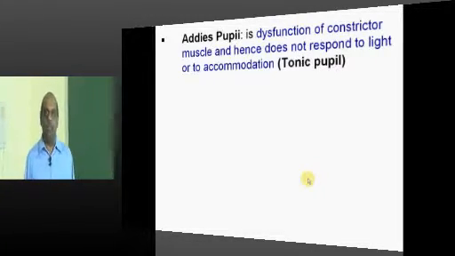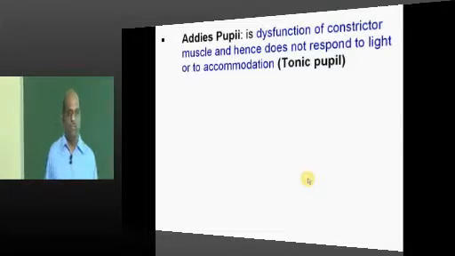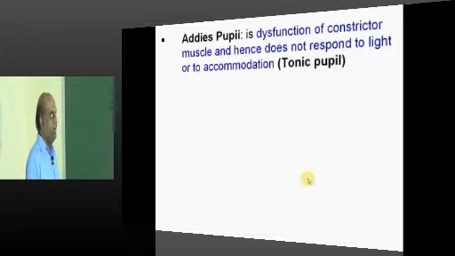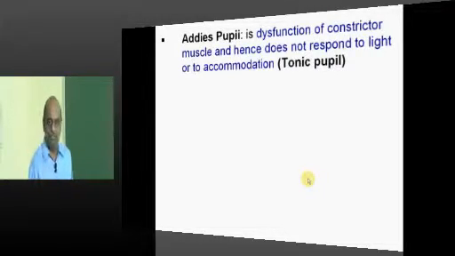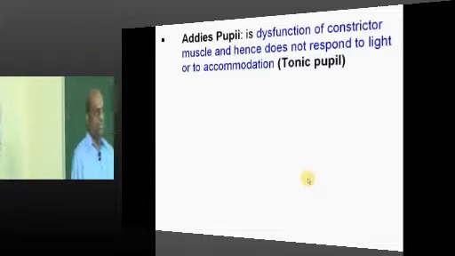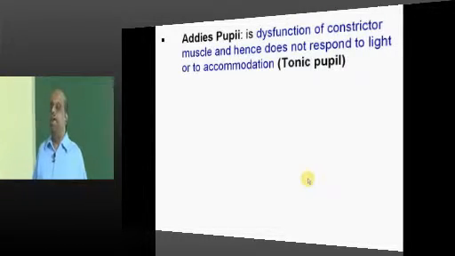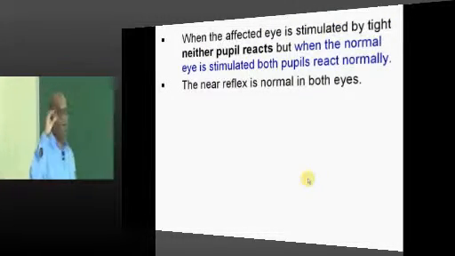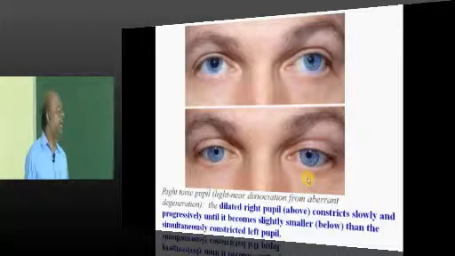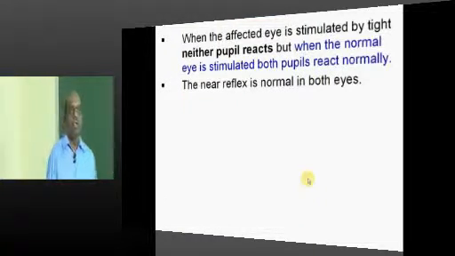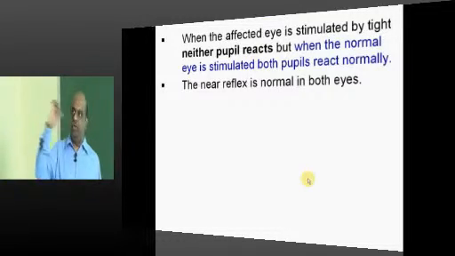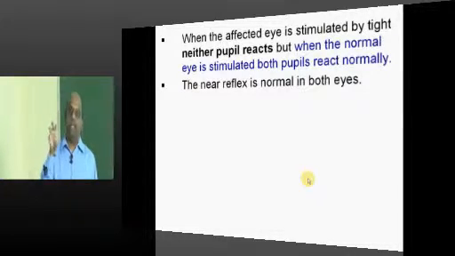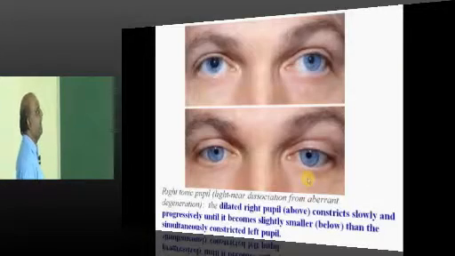The next important pupil which you need to remember is the Adie's tonic pupil. What is the meaning of it? Very simple. This is a lazy pupil, basically, Adie's. There is a dysfunction in the constrictor muscle. So, it won't react to accommodation. But if you stimulate it with the light, it will react, but it won't react briskly. When you throw the light, it won't react briskly. It will slowly react, which is basically the Adie's tonic pupil is what we need to fundamentally appreciate.